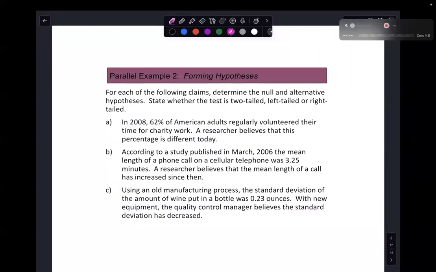All right. So using an old manufacturing process, the standard deviation of the amount of wine put in a bottle was 0.23 ounces. With new equipment, the quality control manager believes the standard deviation has decreased. They believe that it has decreased. It's a left-tailed test because it is decreased. Because they think it is less than that now. So this is a left-tailed test.